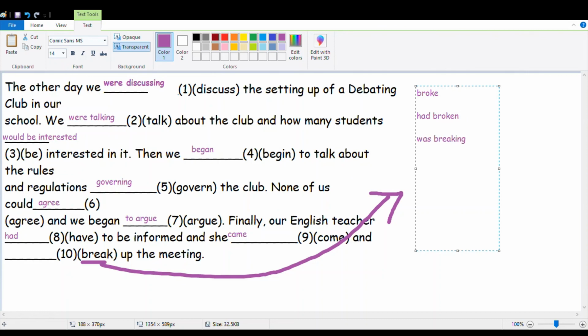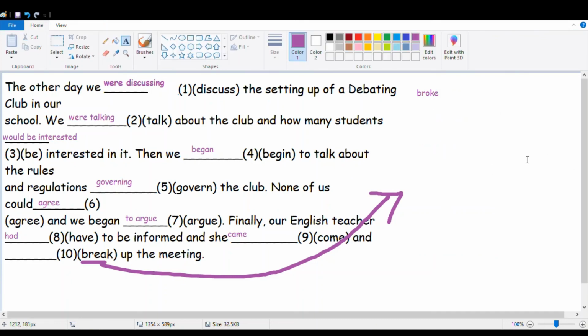Was breaking up the meeting. Again, that's talking about a continuous action, and if we say that, it's really showing that she came and was breaking up the meeting. It's kind of like she was doing this while she was coming, she was also breaking up the meeting. It doesn't exactly give a clear picture of what's going on. Had been breaking, that is talking about before the past, so we don't want that. So really, again, we're going to use the simple past here. Broke up the meeting. It's important that you know your past forms of your verbs. So we are going to do broke up the meeting.